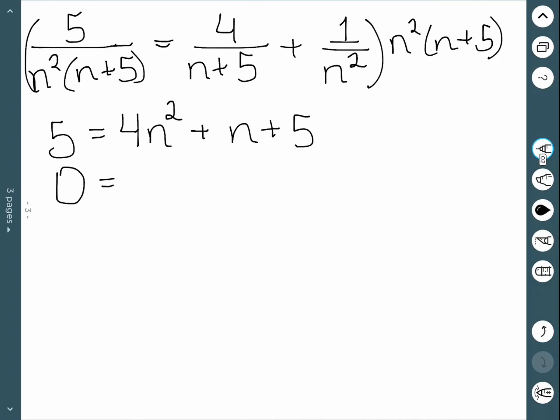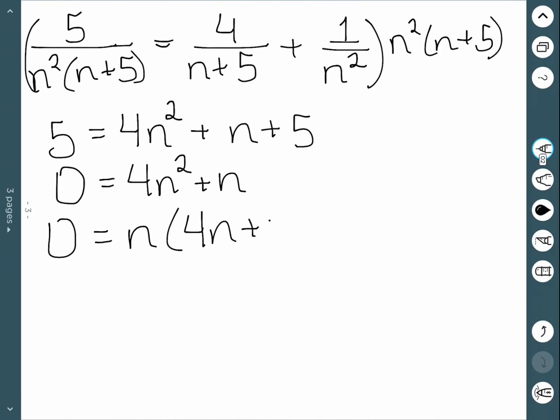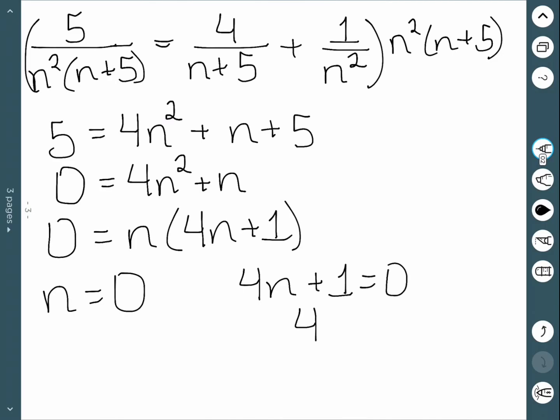Well, we solve quadratic equations by getting everything on one side. So when I subtract 5 from both sides, it's actually going to cancel. A 5 minus 5 would give me just 0. Well, we can factor. We see on the right-hand side they have an n in common. I'm now left with 4n plus 1. So, if I use my factoring principle, I have n equal to 0, or 4n plus 1 equal to 0. We can subtract 1 and divide by 4 to get negative 1 over 4.